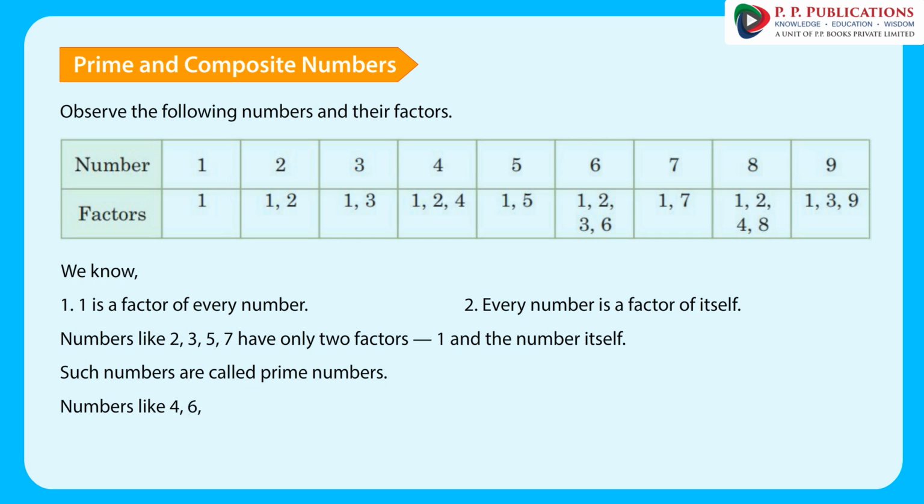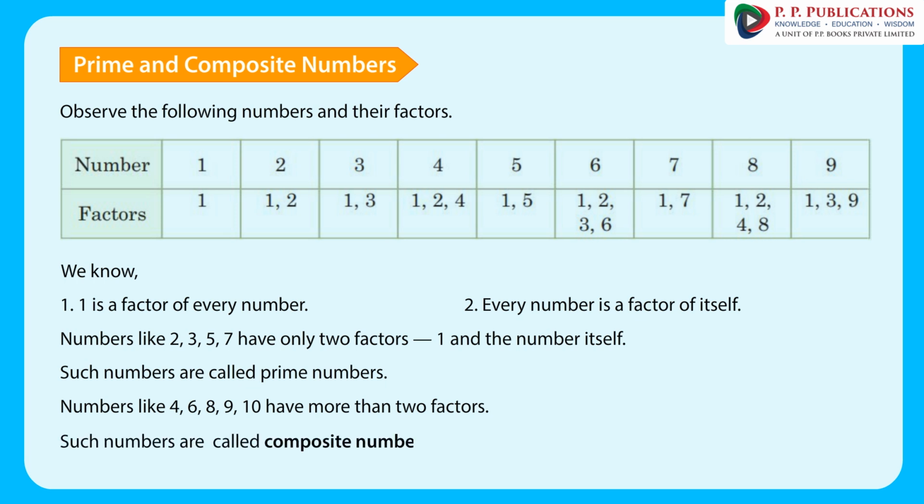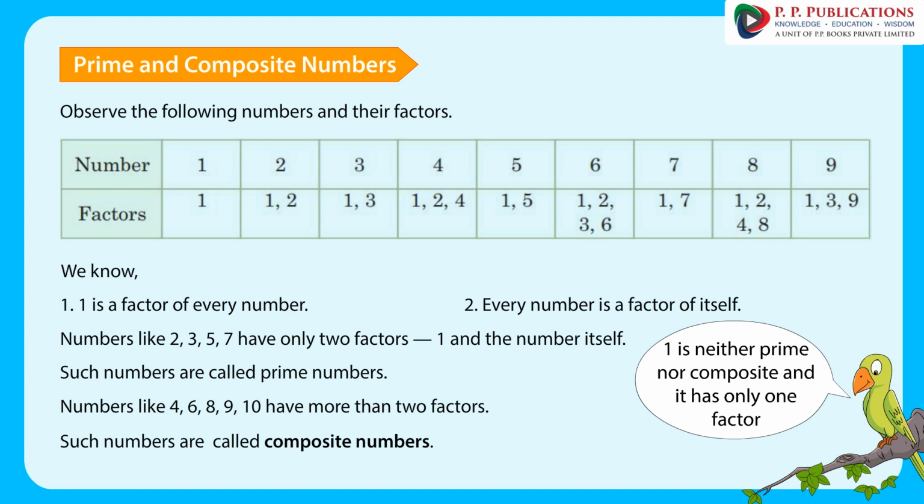Numbers like 4, 6, 8, 9, 10 have more than 2 factors. Such numbers are called composite numbers. 1 is neither prime nor composite, and it has only one factor.